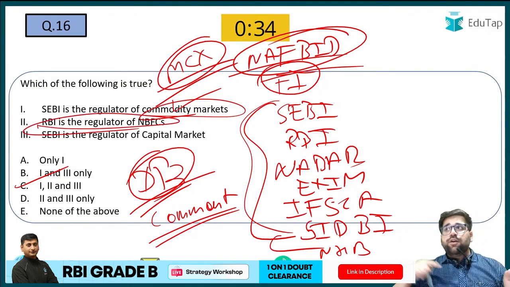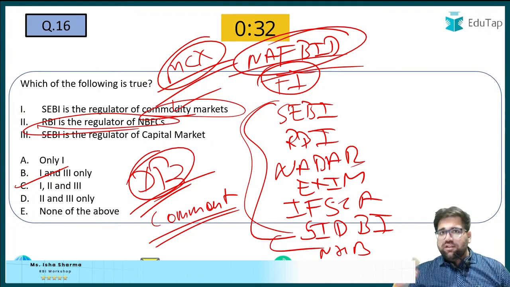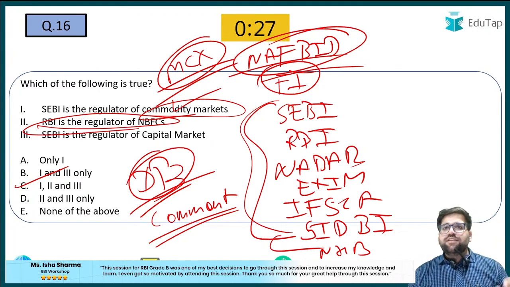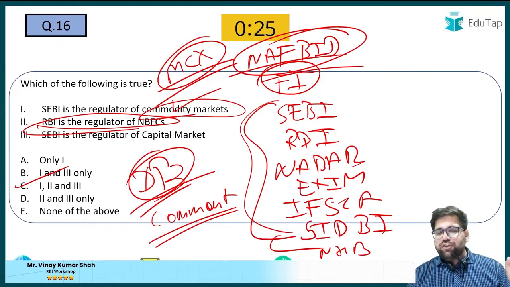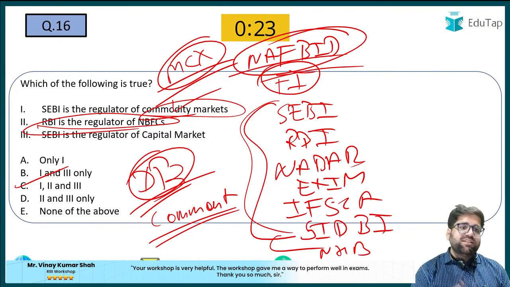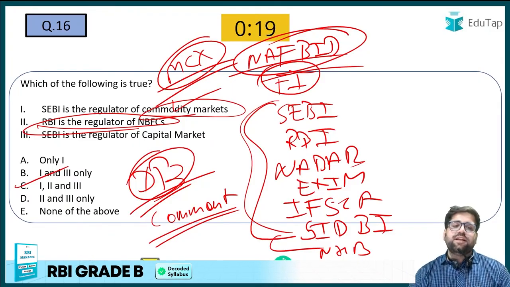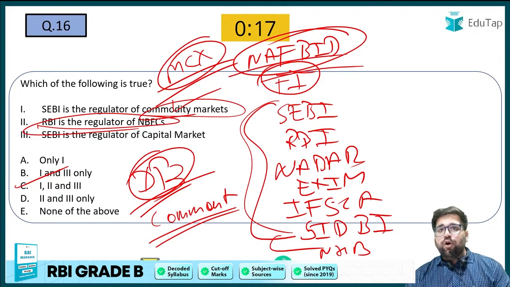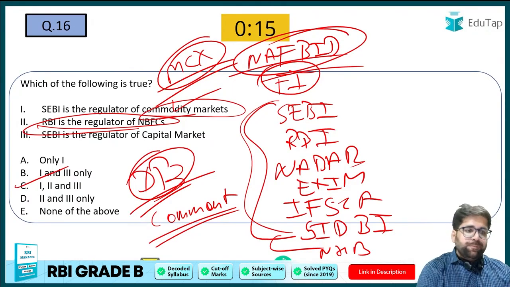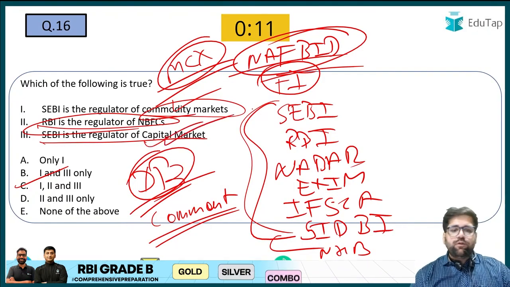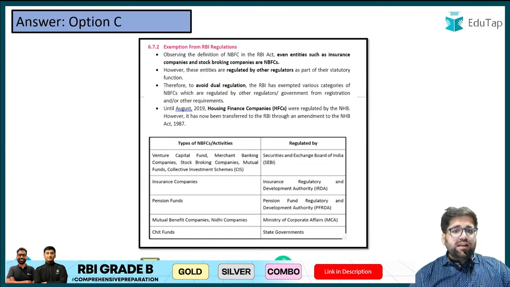But yes, you could have said that RBI does not regulate all the companies, all the NBFCs. Some part of NBFCs is covered by the Ministry of Corporate Affairs as well. But here the statement is very basic, and it says RBI is the regulator of all. RBI is a regulator of NBFCs. If I add all, then it will become wrong. SEBI is a regulator of capital market. Yes, we all know that all the capital market regulations are formed by SEBI. So the correct answer will be option C.